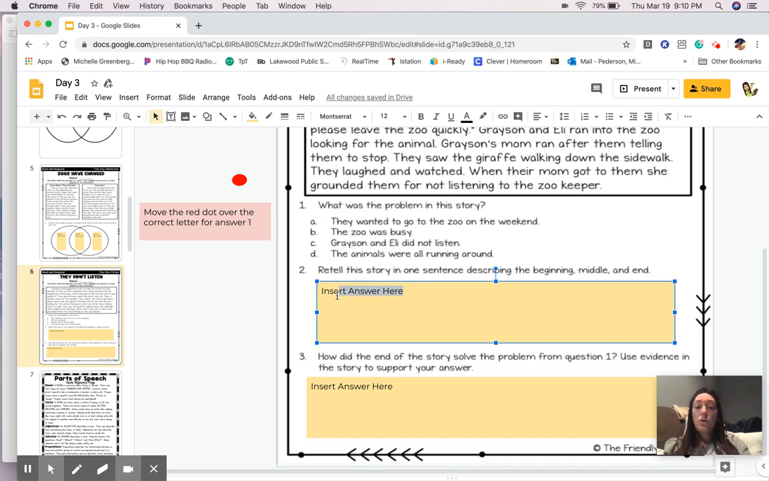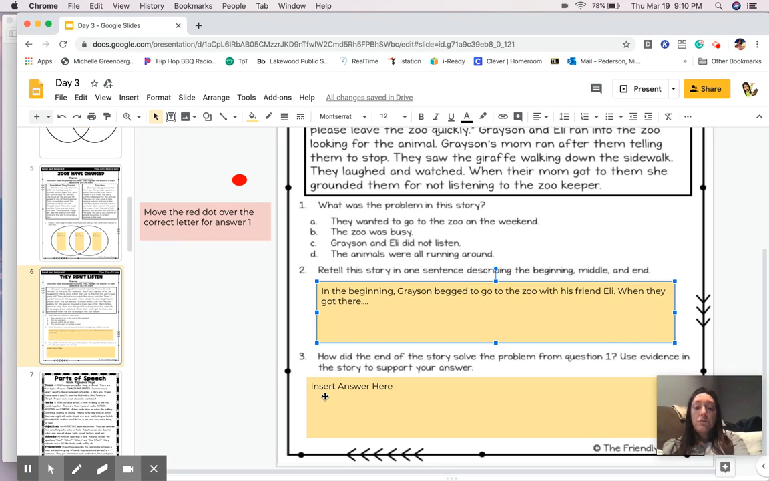So here's your example. In the beginning, Grayson begged to go to the zoo with his friend Eli. When they got there, okay, and then you're going to finish the rest.